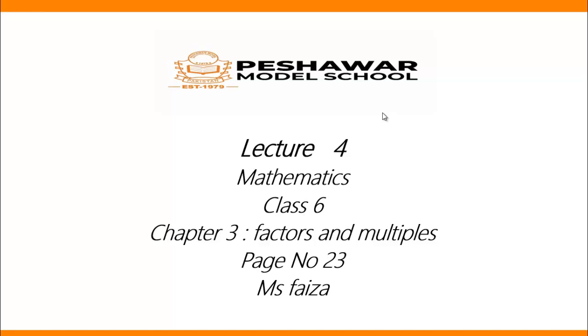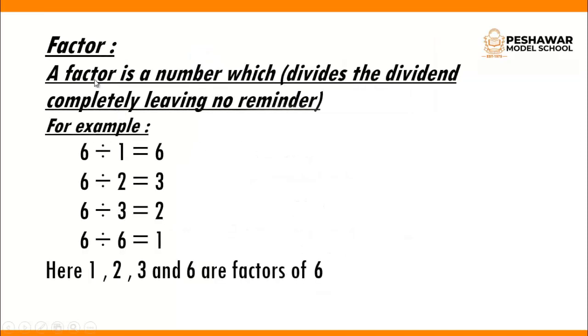We have done 2 chapters in previous lectures. Now let's start chapter number 3, factors and multiples, which is on book page number 23. To understand the main topic, that is divisibility rules, first understand what is the difference between factors and multiples. This you have already learned in junior classes.